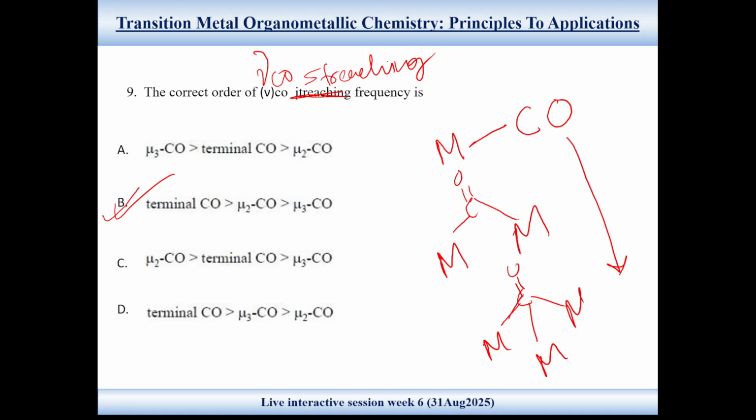So terminal CO will have more stretching frequency compared to mu2 CO and mu3 CO. It can also be possible because the back bonding might increase as you go from terminal to bridging. Can we say that, sir?